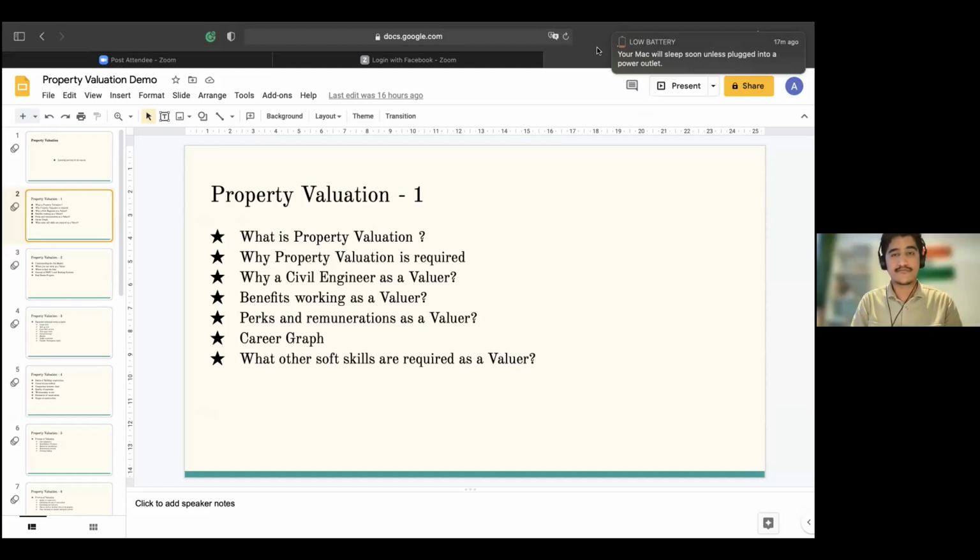Okay. How does it work, sir? Is there any combination of valuer and estimation? What is the correlation? I don't have that much knowledge about valuer, that's why I'm asking you. So an estimator is basically who gives you.